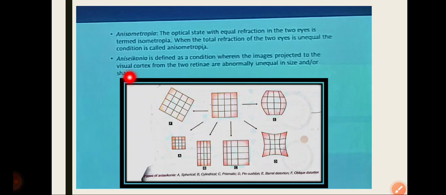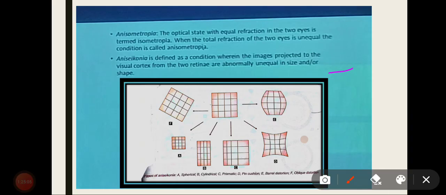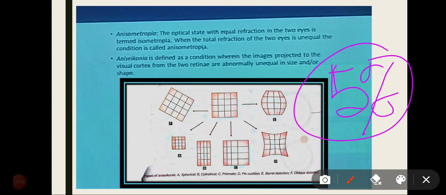Aniseikonia. Aniseikonia is defined as a condition wherein the images projected to the visual cortex from the two retinas are abnormally unequal in size or in shape. Up to 5% is well tolerated, but greater than 5% cannot be tolerated.